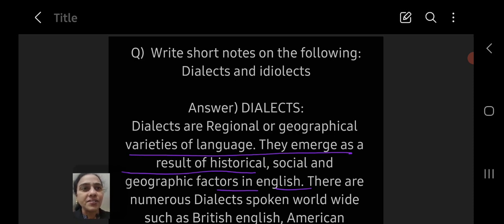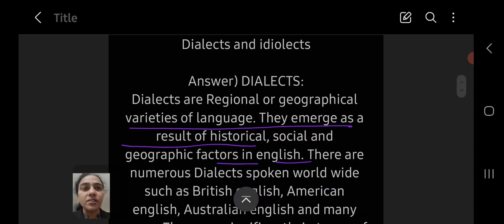Let us discuss what a dialect is and what an idiolect is. A dialect is a regional or geographical variety of language. You can take a note, as I always say, in your running notes, to note down the key concepts, important words, mind maps, and so on.